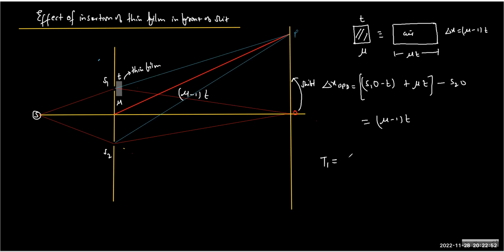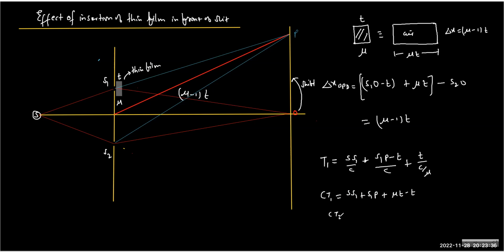So T1 is how much? You will add SS1 by C, because there is nothing, plus S1P minus T is the air part. So again C, but T is the medium, so I have to divide by C1, correct? So C T1 turns out to be SS1 plus S1P, and then I will add mu T minus T, right? You can write like this.